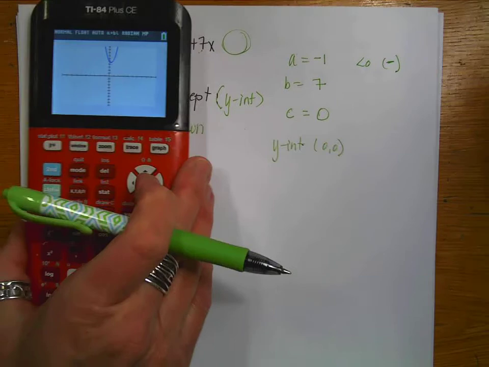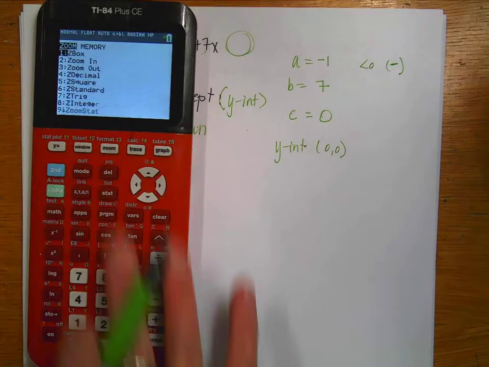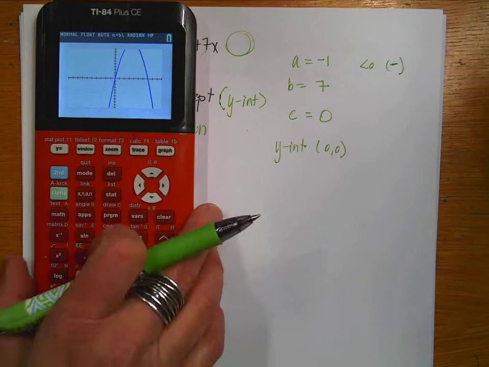And then if I just put this in my calculator to verify, I'm going to put negative x squared plus 7x, and then we'll be able to see our parabola. You can't see the top of the parabola, but at this point, that's okay.